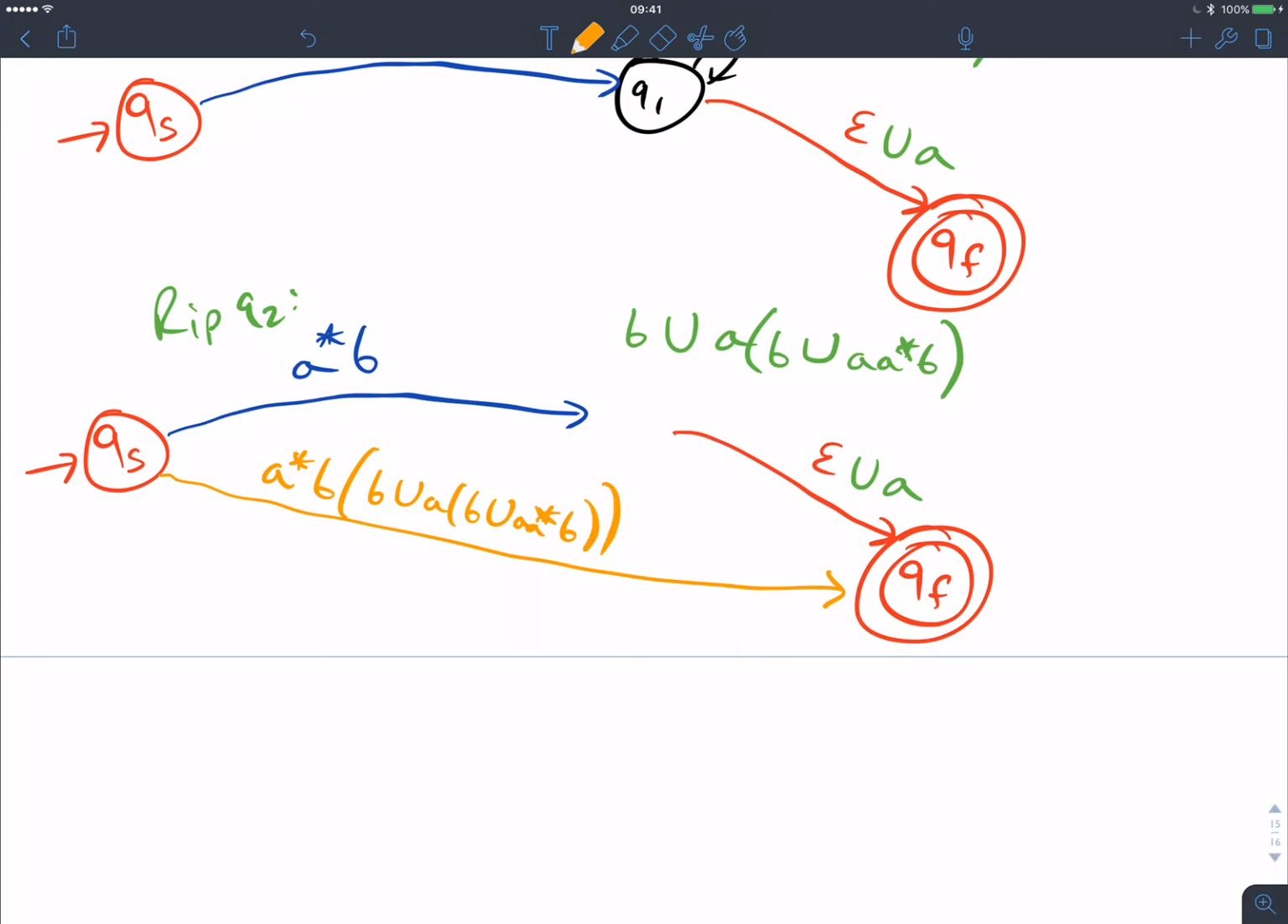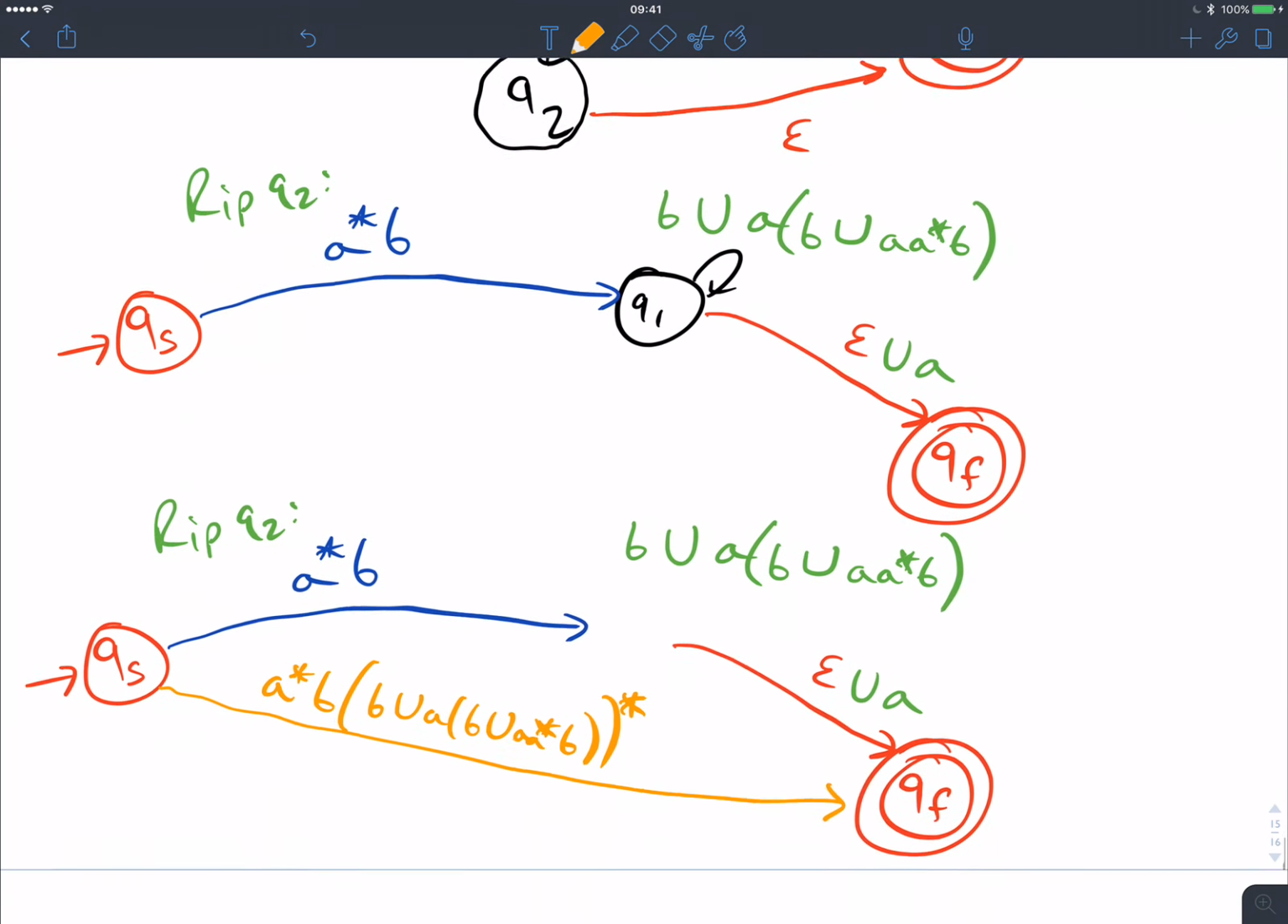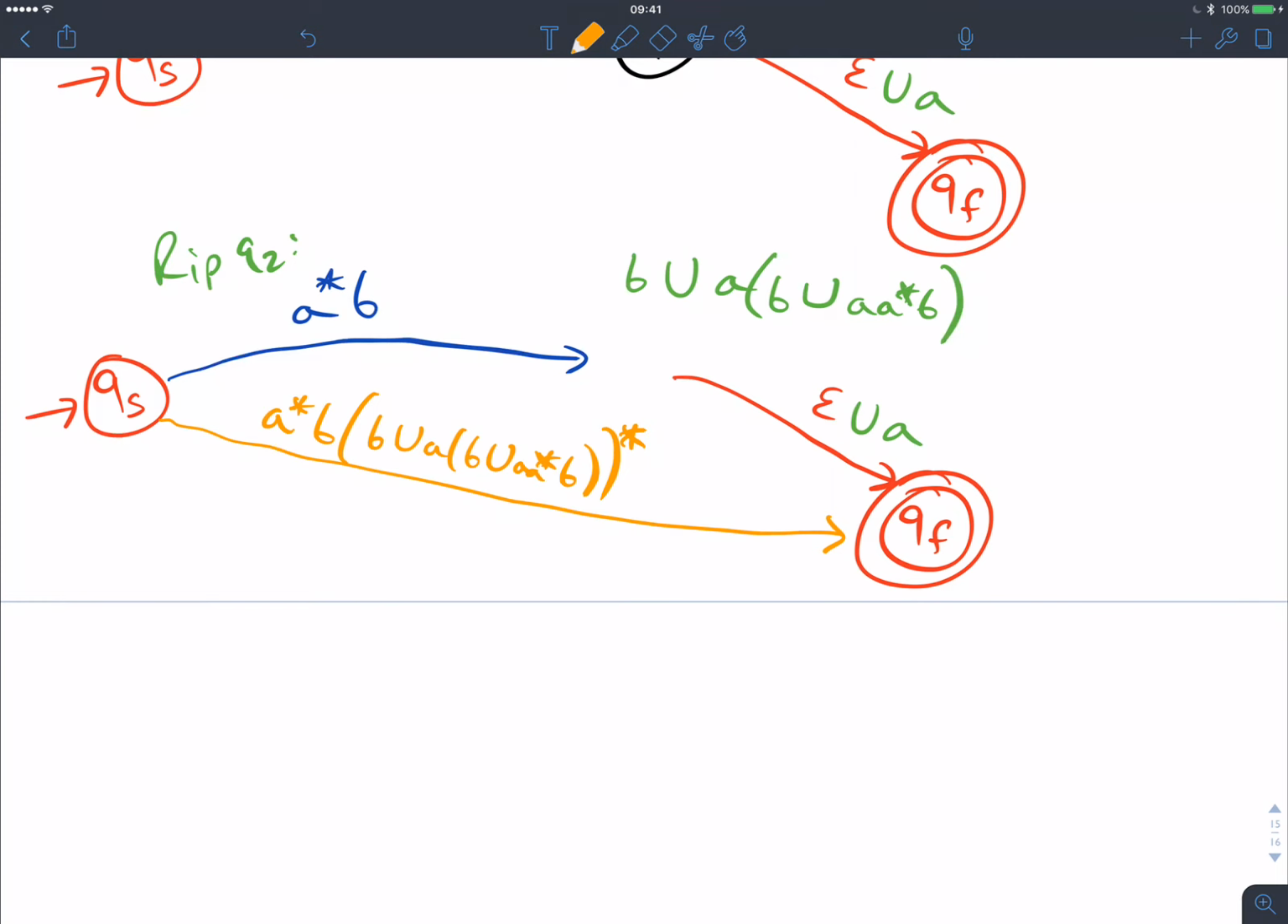And then, oh yeah, star. Thank you. Let's just make sure we didn't need that. All right, and then what? Epsilon union A. And I recommend putting parentheses every single time around them, just in case. So then I can delete all these transitions.